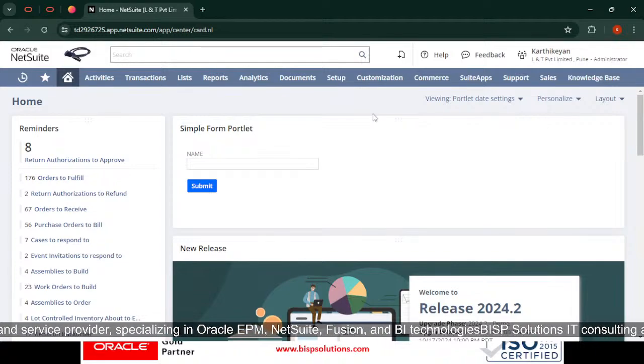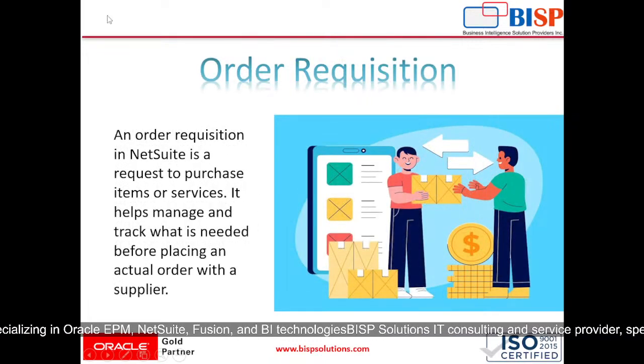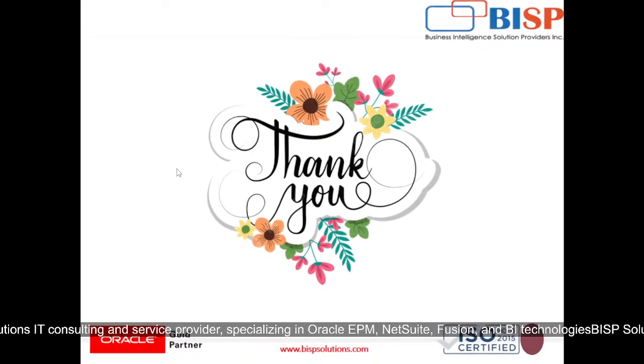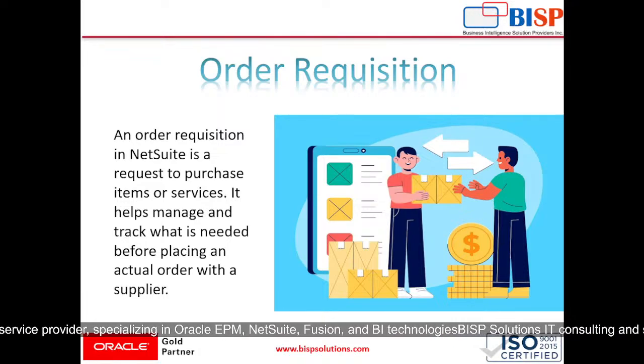So coming back to our PowerPoint presentation, what we have learned in order requisition: an order requisition in NetSuite is a request to purchase items or services. It helps manage and track what is needed before placing an actual order with a supplier. After that, general ledger. When we are creating a purchase order, it also asks us to see the impact in the general ledger. So just giving you a synopsis, what is a general ledger?